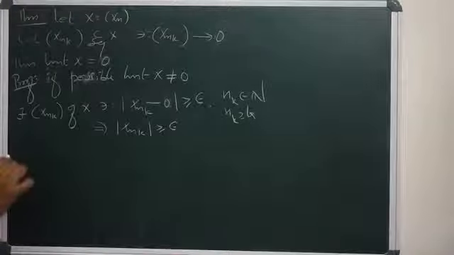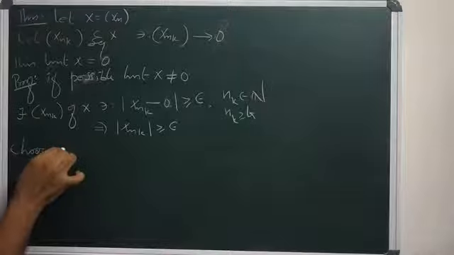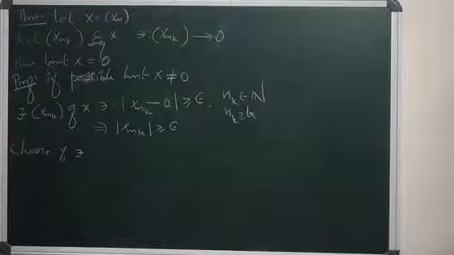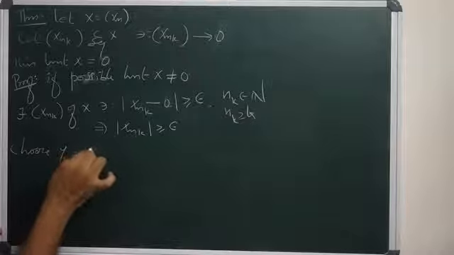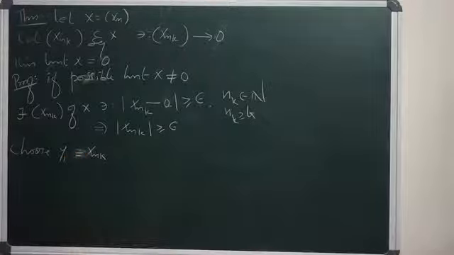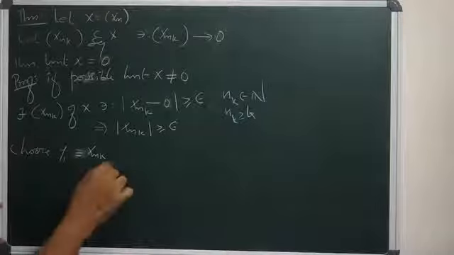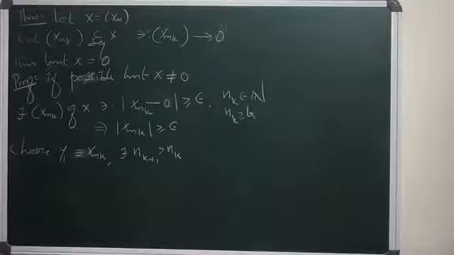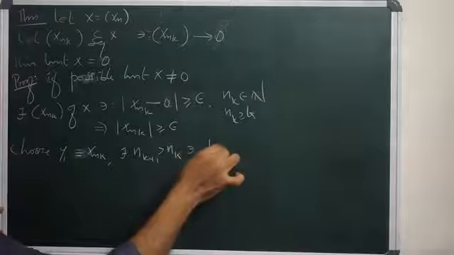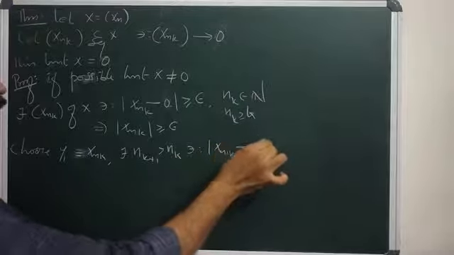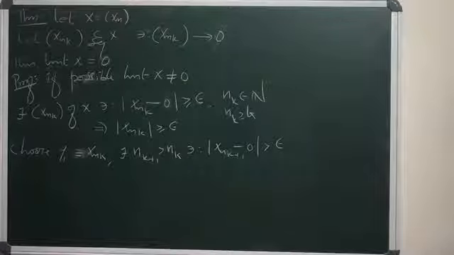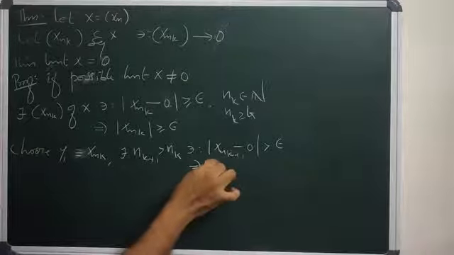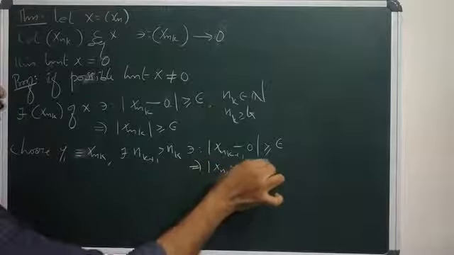Agree? Choose y1 such that y1 equals xn. Then there exists some nk plus 1 greater than nk, where nk is a natural number. There exists another natural number nk plus 1 that should be greater than nk such that modulus of x nk plus 1 minus 0 is greater than or equals epsilon. That means modulus of x nk plus 1 is greater than or equals epsilon.